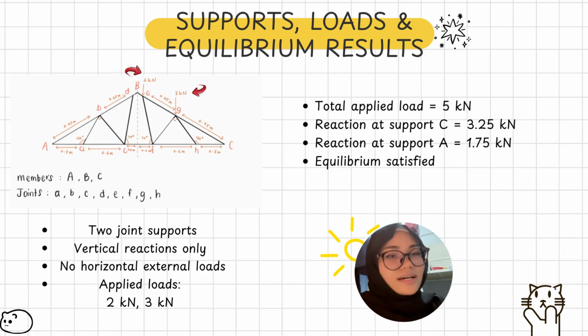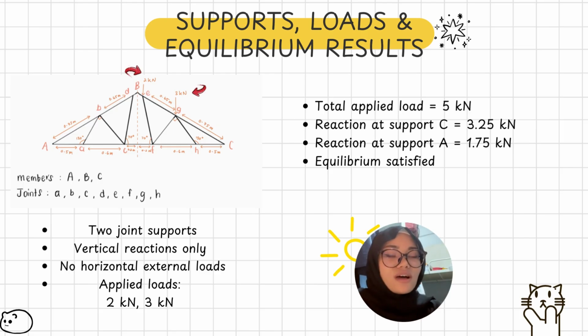Now let's look at supports, loads, and equilibrium results. So this slide presents the supports, applied loads, and equilibrium results for the truss. The structure is supported at two joints providing vertical reaction forces only. Since there are no horizontal external loads, the horizontal reactions are assumed to be zero.